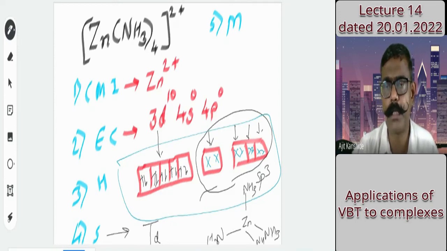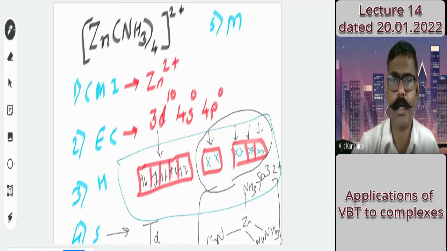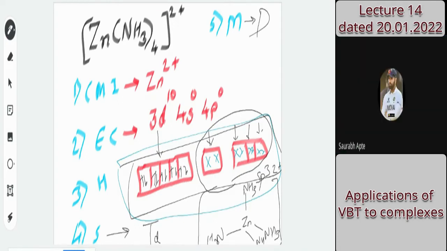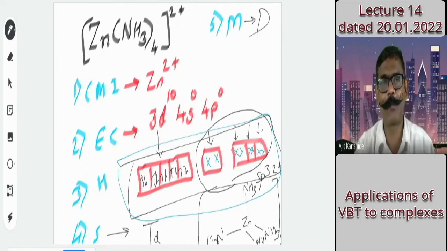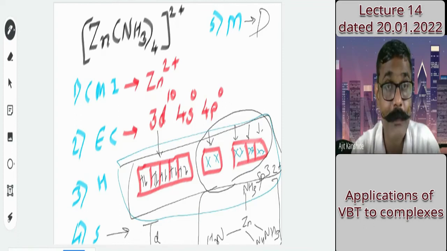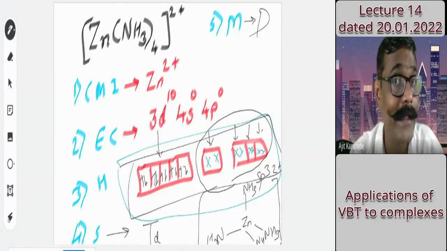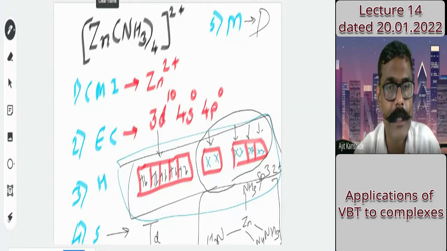So four ammonia can be represented in square brackets, and the charge on it is 2+. From this electronic configuration, what is the magnetic property? Diamagnetic. Brilliant. So coordination number 4 is completed. Several examples we have considered: two examples for Mn+2, one example for Ni+2, one example for Zn+2. Shall I clear this now?